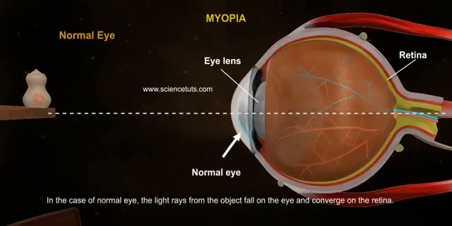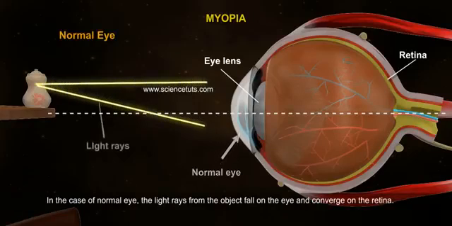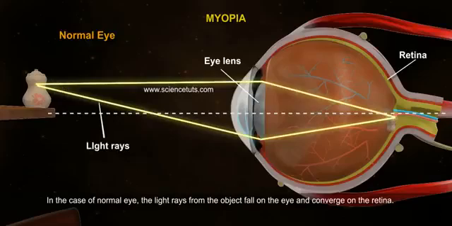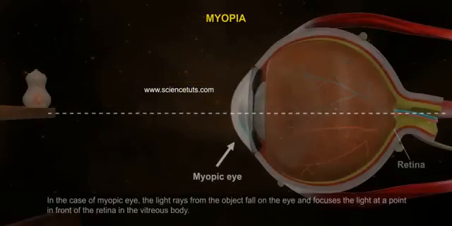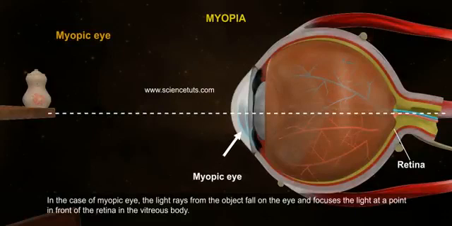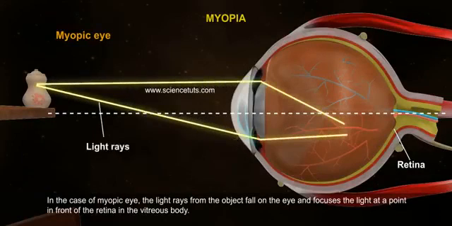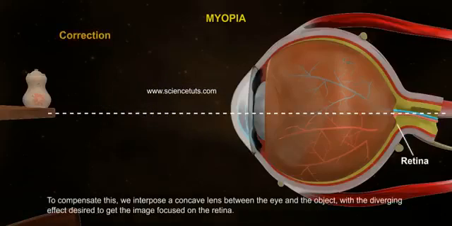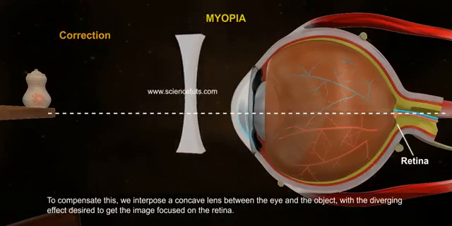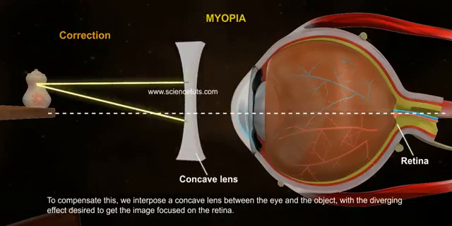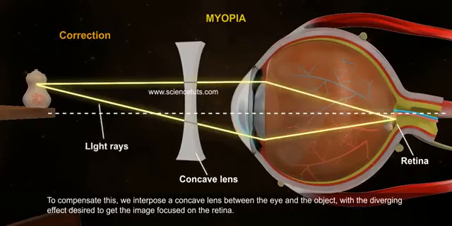In the case of normal eye, the light rays from the object fall on the eye and converge on the retina. In the case of myopic eye, the light rays from the object fall on the eye and focus the light at a point in front of the retina in the vitreous body. The correction for myopia. To compensate this, we interpose a concave lens between the eye and the object with the diverging effect desired to get the image focused on the retina.